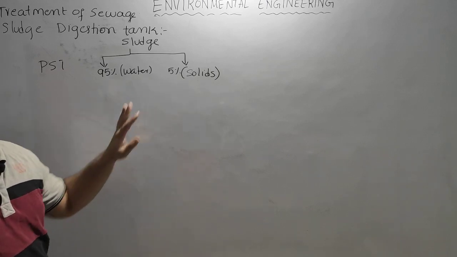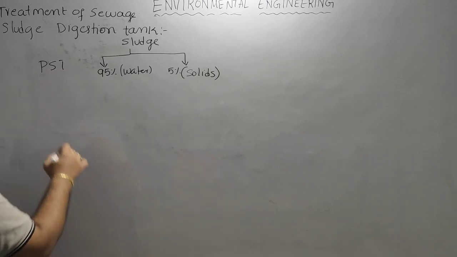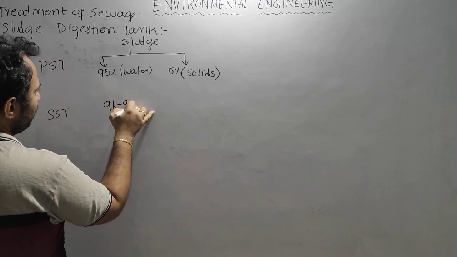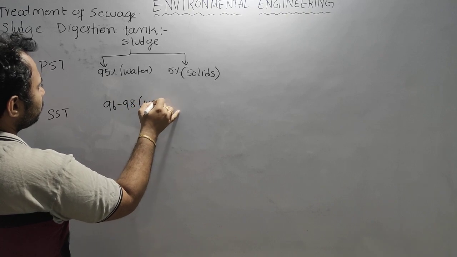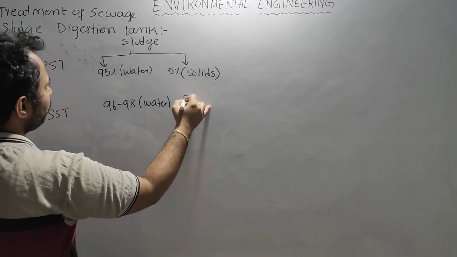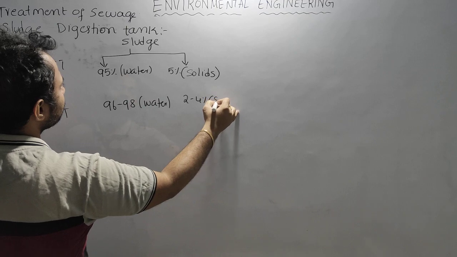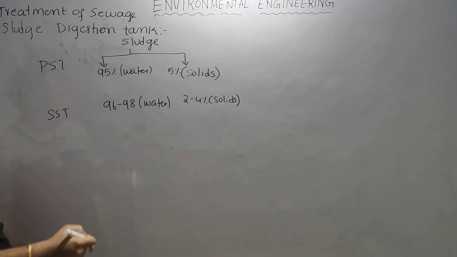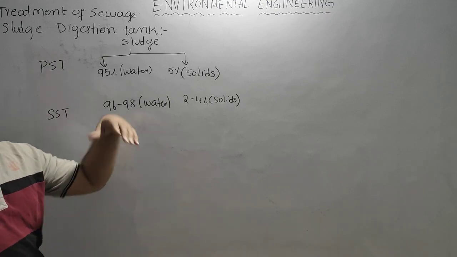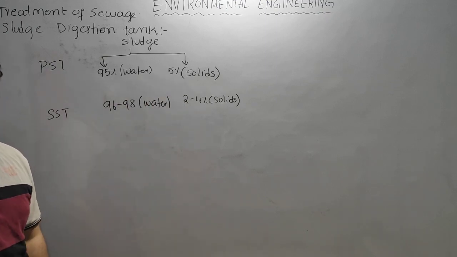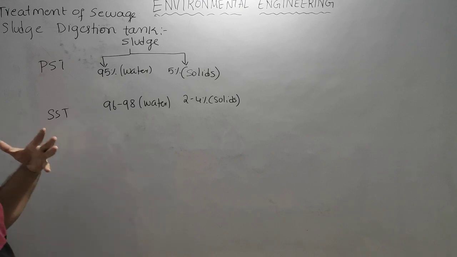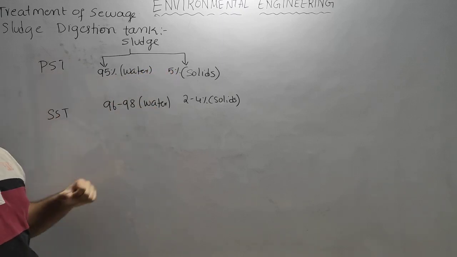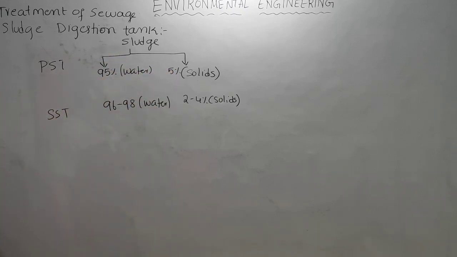Whereas if you are deriving this from the secondary sedimentation tank, 96 to 98% will be water, so 2 to 4% will be solids. So that means here we need to treat the solid. If we treat the solid, this water can be dried on the drying beds. Okay, so that means here the sludge digestion. So these solids are associated with this much of water.